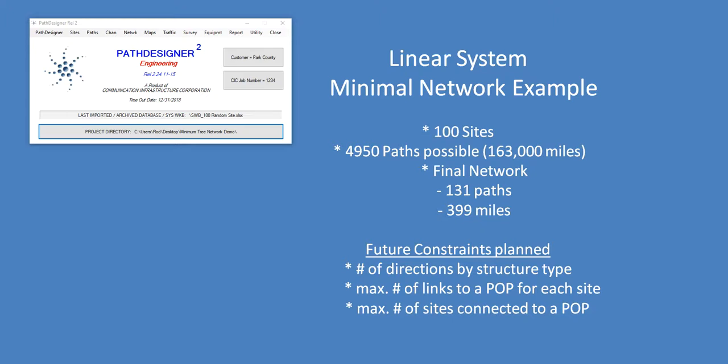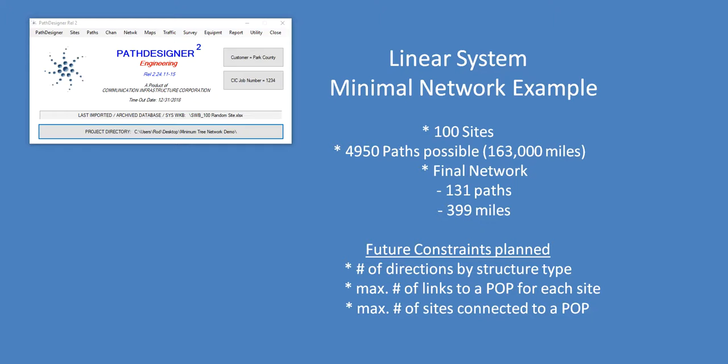In the current development of this feature, there's no imposed constraints, but there are plans for constraints in future development, such as the slide says, number of directions on a structure type. For example, we don't want high voltage towers to be anything but an end of a link. We don't want to have it as an important hub.